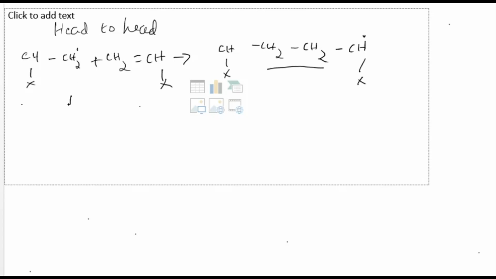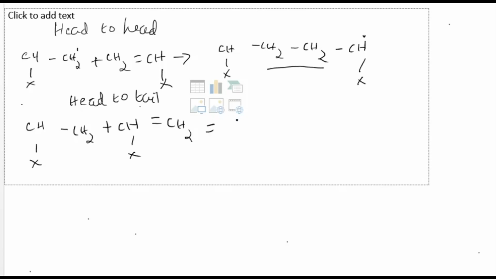Next, head to tail. It is CHX, CH2 plus CHX double bond CH2 gives CHX, CH2, CHX, CH2 dot. This is head to tail. These are the different methods of addition in propagation.